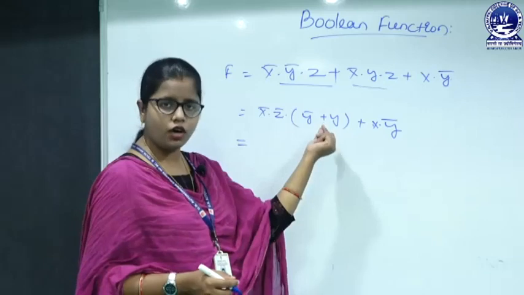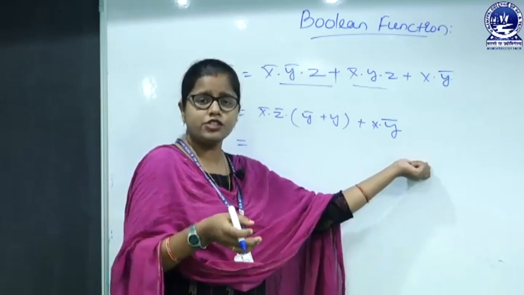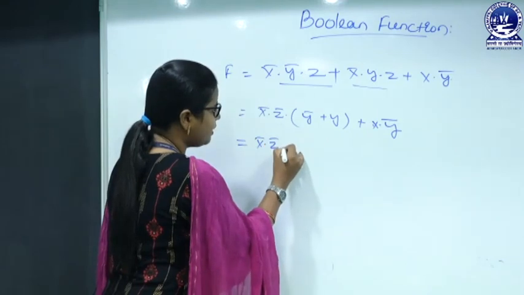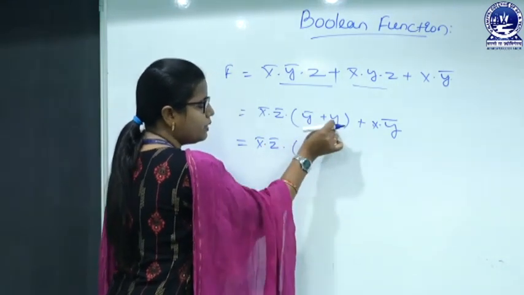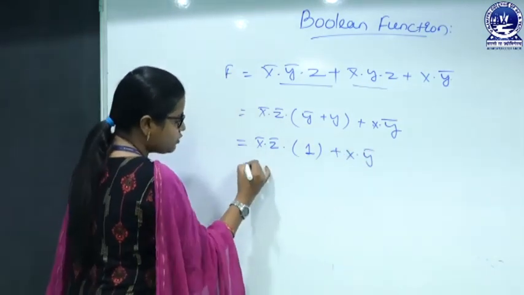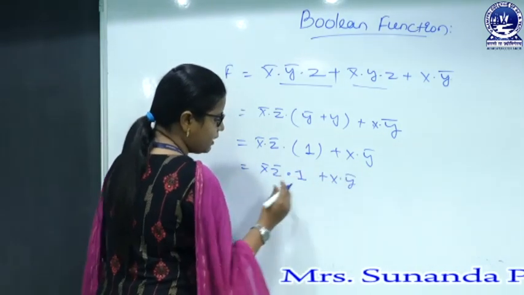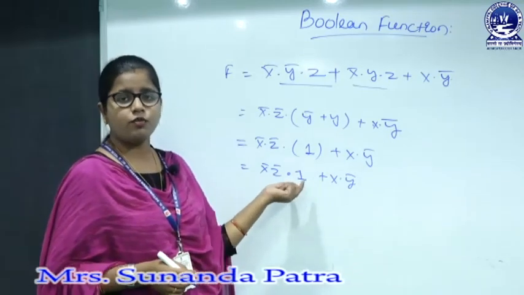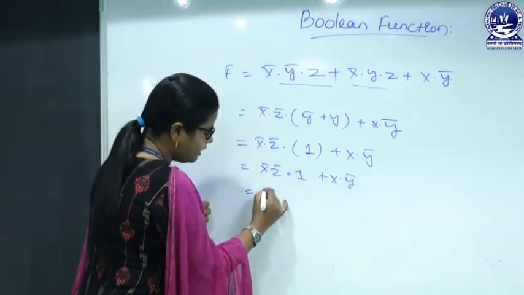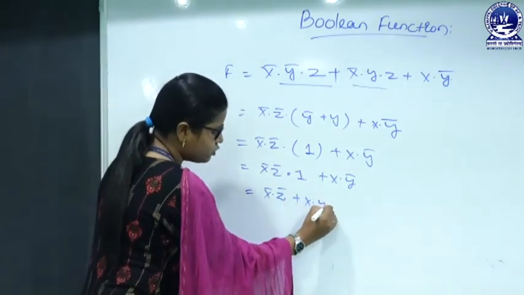So this is again the OR law. You can mention here, I am just skipping this, but you have to mention from which law you are taking the assumption. So x complement dot z complement, and y complement plus y equals 1, plus x into y complement. Now this is x complement z complement into 1 plus x into y complement. Something into 1, so here we apply the AND law. We know that something into 1 equals something. So we can write it as x complement dot z complement plus x into y complement.